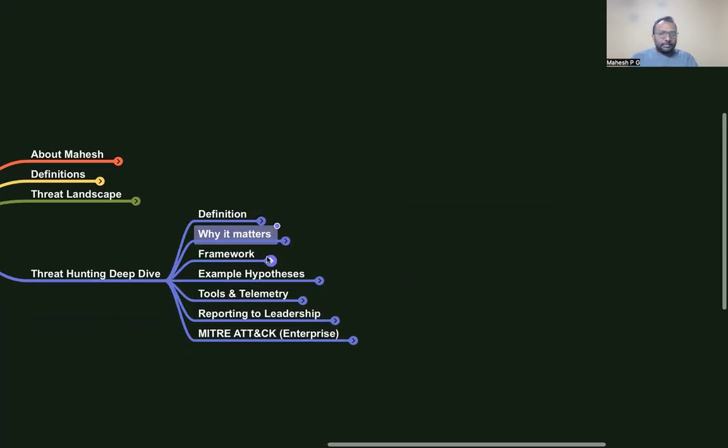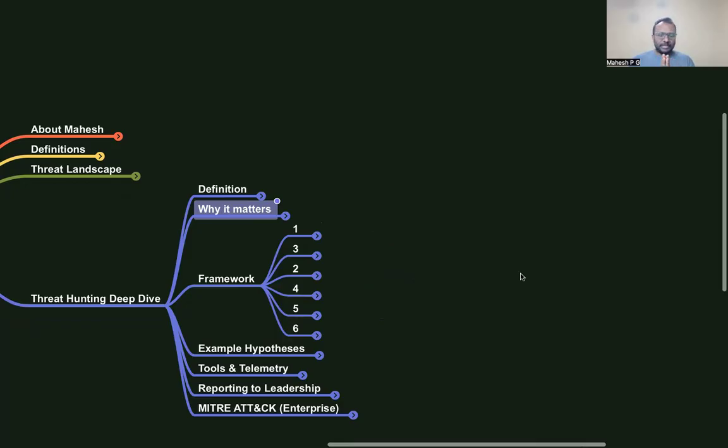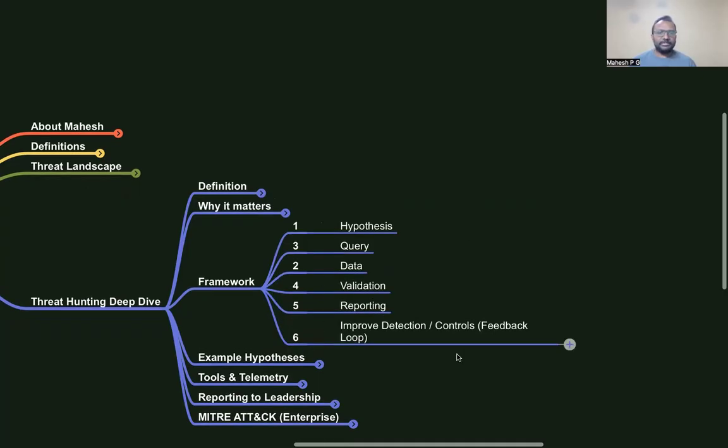We will go to the next branch, which is about the framework. There is a very simple 6-step framework for threat hunting. What we need to do: the first one is hypothesis, the second one is the query, the third one is data, the fourth one is validation, the fifth one is reporting, and the sixth one is the feedback loop.